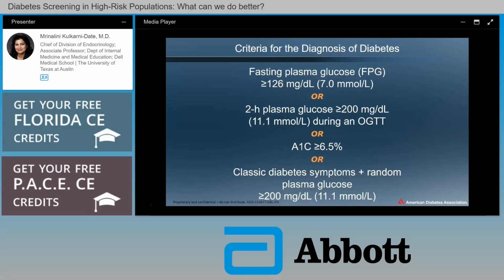Well, what about diabetes? For diabetes, the fasting plasma glucose value needs to be greater than or equal to 126 milligrams per deciliter. The 2-hour plasma glucose level should be greater than 200 milligrams per deciliter after oral glucose tolerance test, or a hemoglobin A1C of greater than or equal to 6.5%, or the individual should have classic diabetes symptoms. So that's polyuria, polydipsia, blurred vision, plus a random plasma glucose of greater than or equal to 200 milligrams per deciliter.